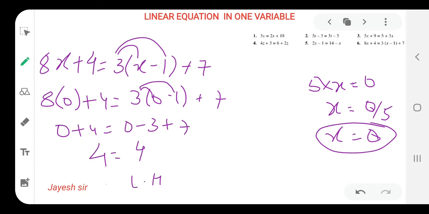That means LHS equals RHS. From this we can say that our answer is correct. I hope you all might be getting it. So let's begin with the next sum for the day.